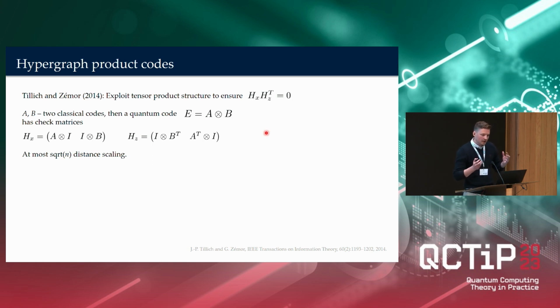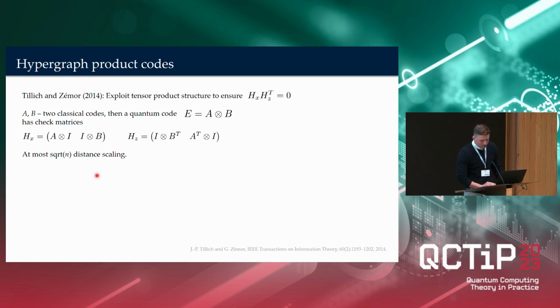So now the distance of the code, even though these A and B could be really good classical codes themselves with really good protection, the quantum code constructed in this way, using a tensor product with identities, is lacking, for example, the linear distance scaling that you would see in classical codes, just because the identity doesn't really give you the protection. It's only there to ensure that the commutation works.